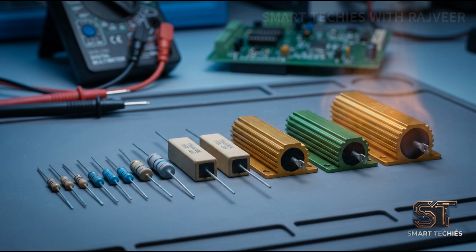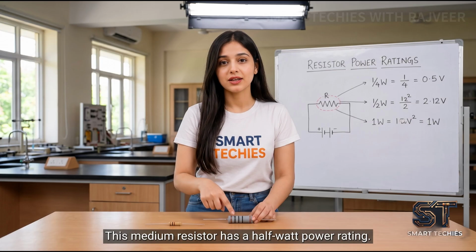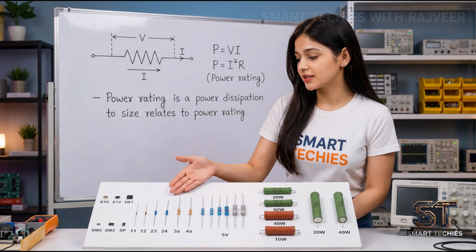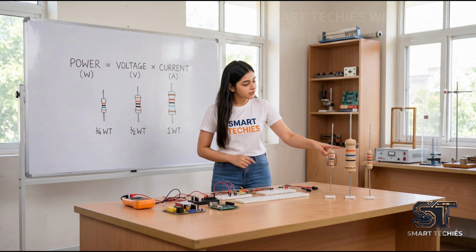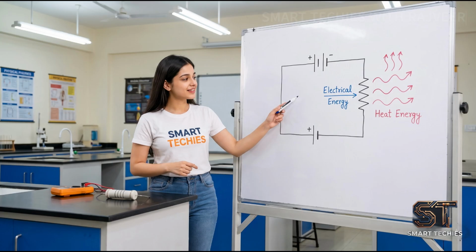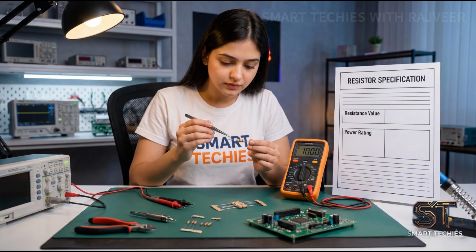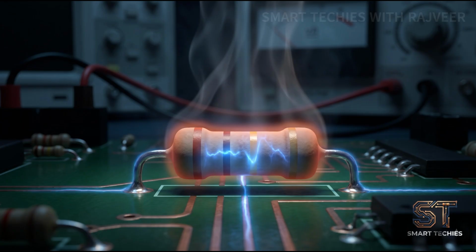Every resistor has something called a power rating. Power tells us how much electrical energy the resistor can safely convert into heat. Power is measured in watts. For example, you may see resistors rated at 1/4 watt, half a watt, 1 watt, 5 watts, or even much higher. If a circuit makes a resistor dissipate more power than it can safely handle, the resistor can become extremely hot and may fail. So engineers always consider both the resistance value and the power rating. That is why a resistor can become warm when current flows through it.